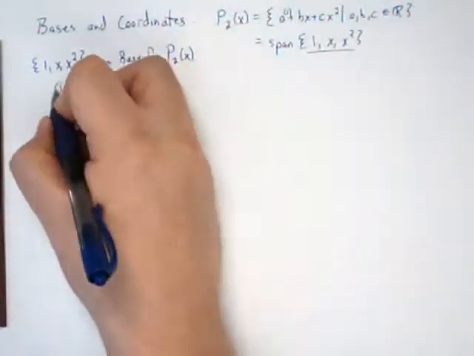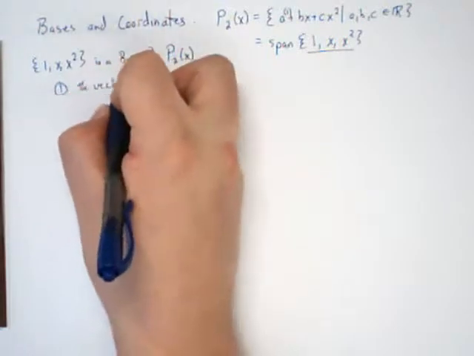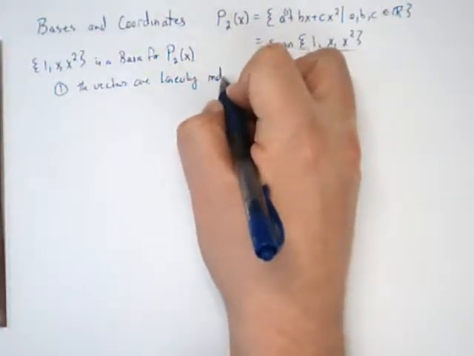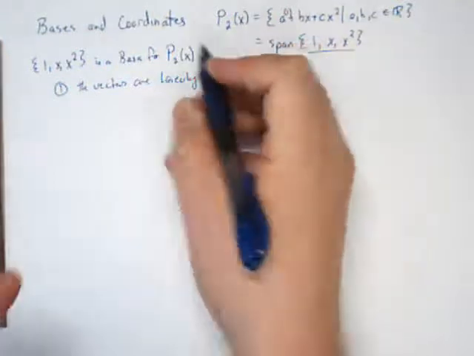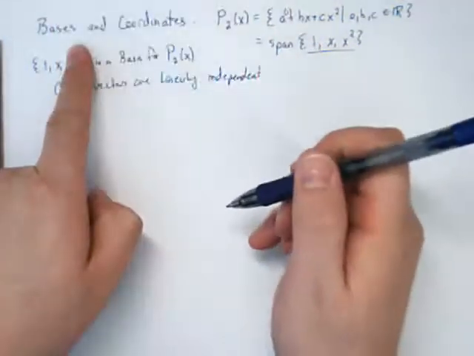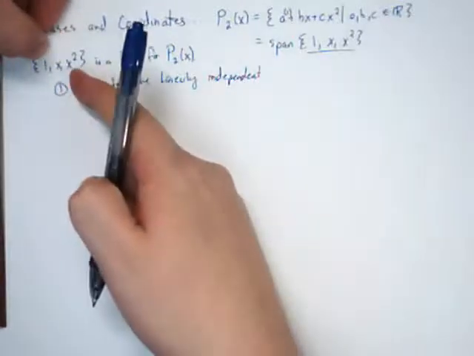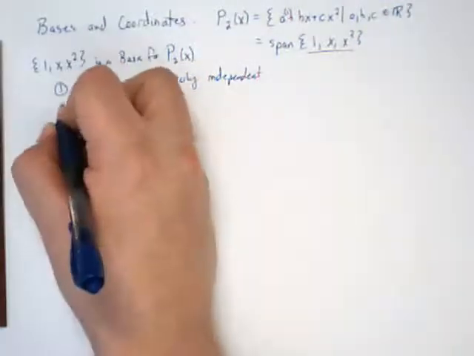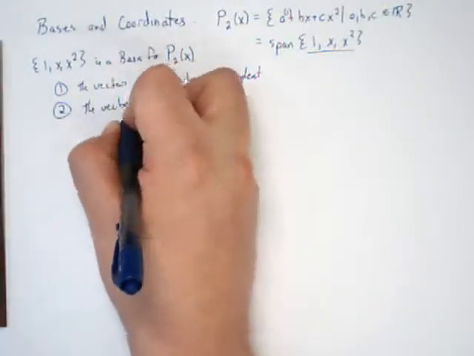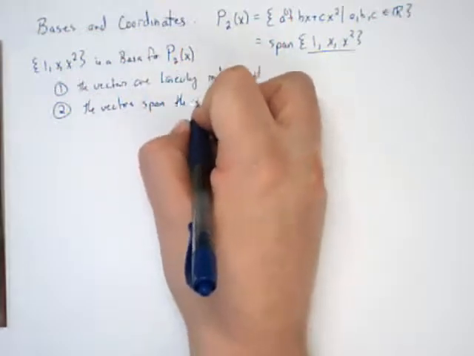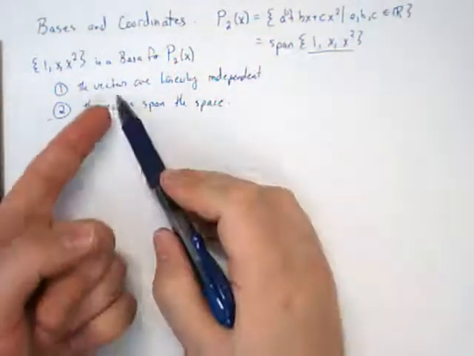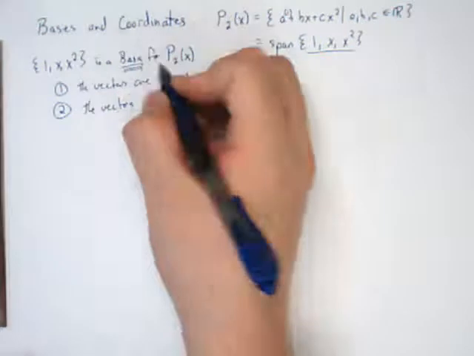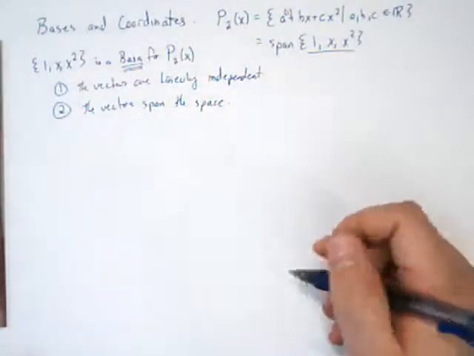And why is it a basis? There's two things that you need to have a basis. One, the polynomials are linearly independent. You can't write x squared as just some linear combination of 1 and x. You can't write x as a linear combination of 1 and x squared, and you can't write 1 as a linear combination of x and x squared. So they're linearly independent. And two, the vectors span the space. Anytime you have a set of vectors that are linearly independent and span a vector space, then we say that those are a basis for the space. So these are the two conditions it needs to have a basis.